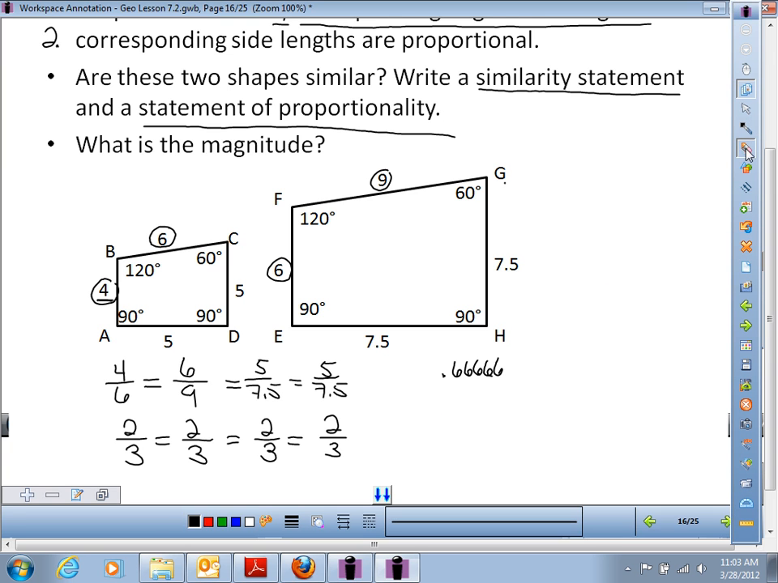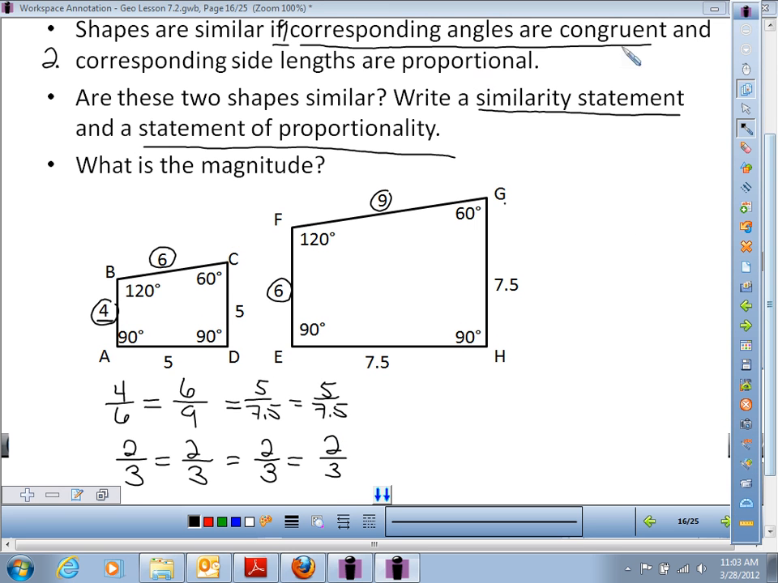Well, now what we need to look for is for these guys to be proportional. For these two shapes to be similar, these ratios of corresponding sides need to be proportional, meaning they need to be equal. So is 2/3 equal to 2/3 equal to 2/3 equal to 2/3? Well, yes, it is. So there's our check 2.